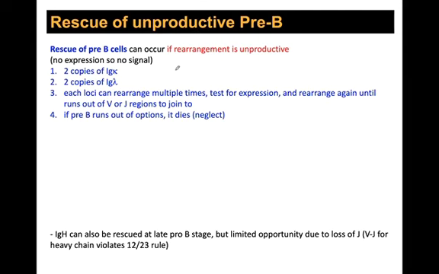And this is if there's no signal, what else can you do? Well, you've got several copies of the light chain, and this is probably why you have a kappa and lambda, is because you don't want to run out of options. You've spent all of this energy rearranging the heavy chain. You want to make sure that the light chain is going to be successful. And so you can rearrange this several times.